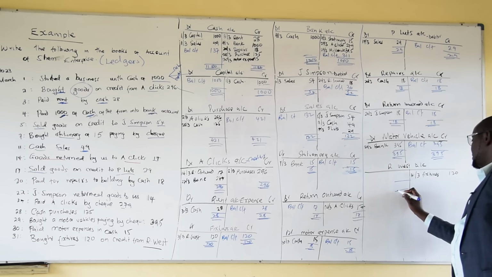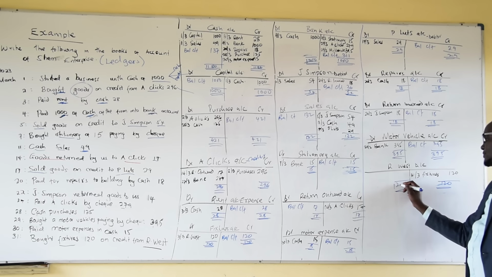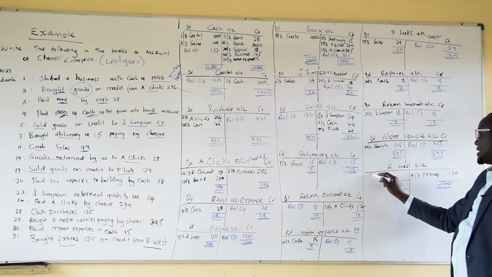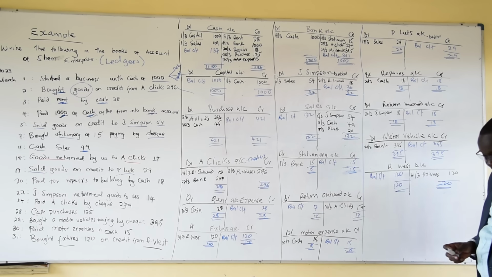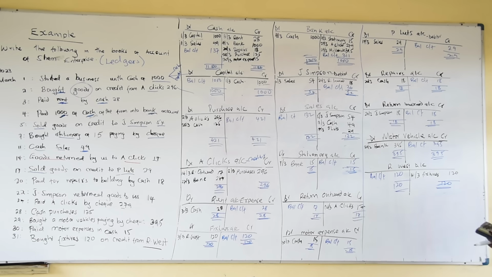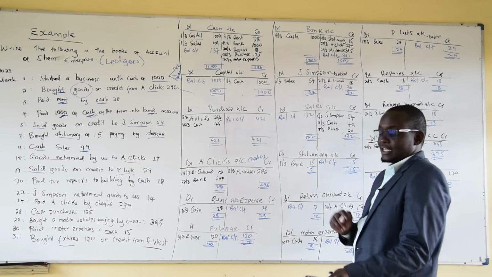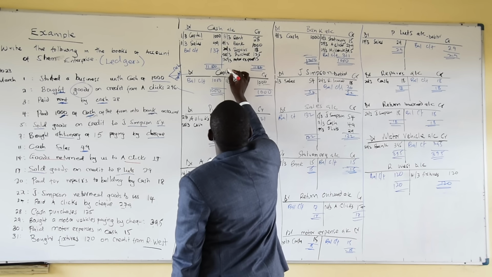This credit side has 120. I need this side to have 120. So that means here I need to have balance carried forward of 120. When you are done writing this, the next step is to do what you call balance brought forward. So balance brought forward is guided by the carried forward. If carried forward is here, balance brought forward is on the opposite side.